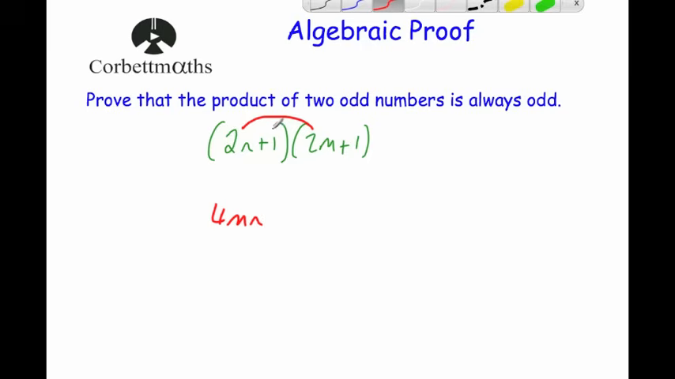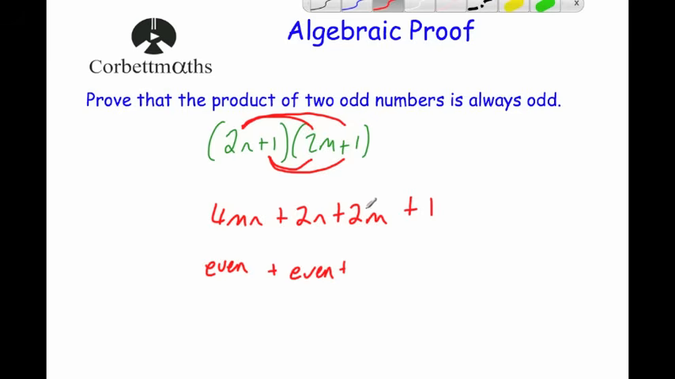I wish you used different letters. Next, 2n times 1, that's going to be plus 2n. 1 times 2m, that's 2m. And then finally, 1 times 1, which is plus 1. So we've got 4mn plus 2n plus 2m plus 1. Now 4 times anything has to be even, plus 2n, that's even, plus 2m, that's even, plus 1, which is odd. Well, an even plus an even plus an even, that's even, plus an odd will equal an odd. So therefore, we have proved it. We have proved that the product of two odd numbers will always be odd.